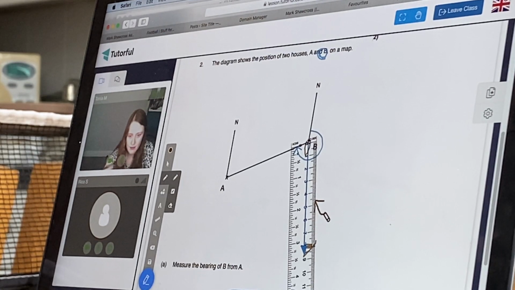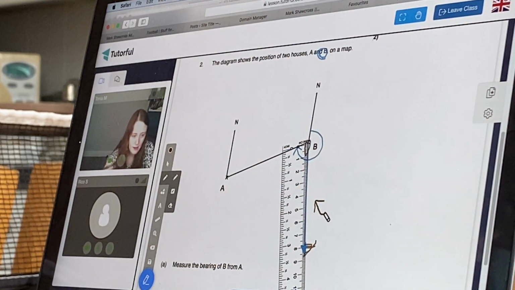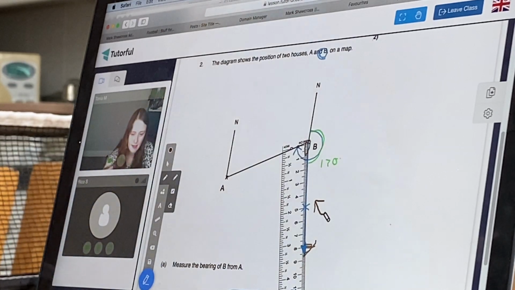So it's in this direction. So we've lined this up with here. And then C is 5 centimetres on the angle of 170, which was this angle here, which we measured. Does that make sense? And that's where C is. Okay.